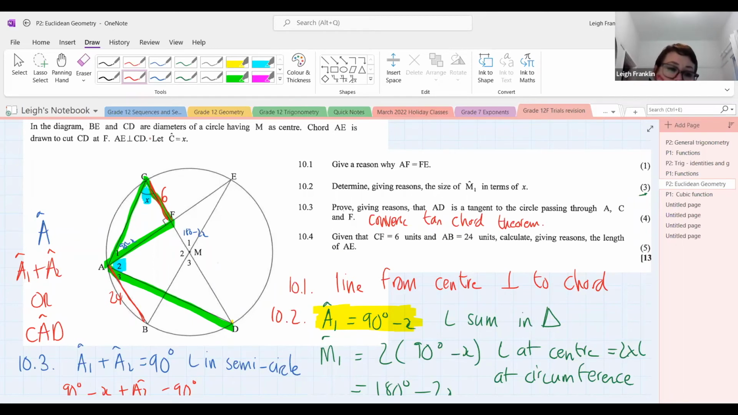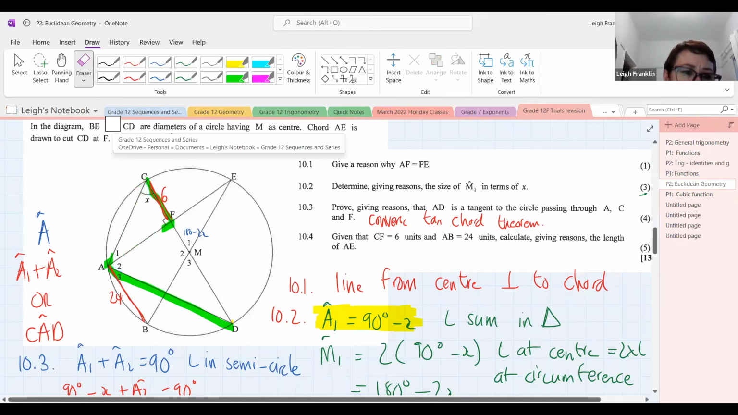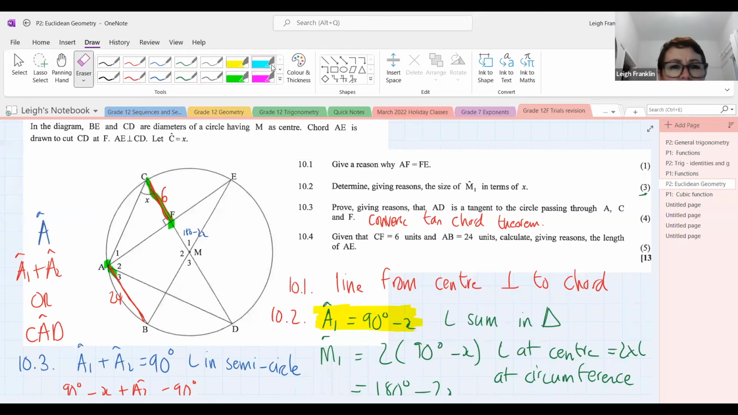Let's have a look at what they've given us here. We know that AF equals FE. That's one bit of information that we've got. This is what they want us to see here. Now this is the bit that's a little bit difficult to visualize. Let me just rub the green off, because the other thing was a little bit distracting.